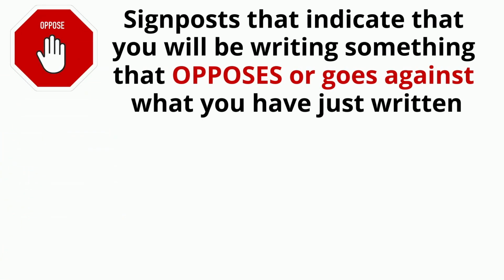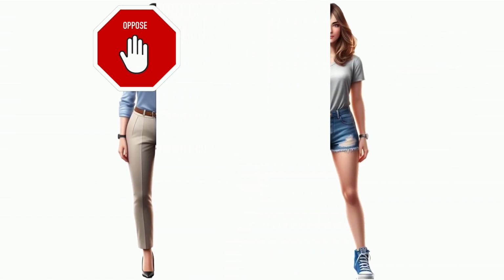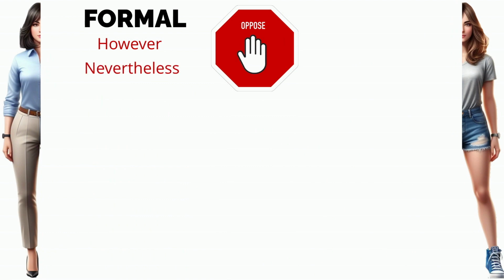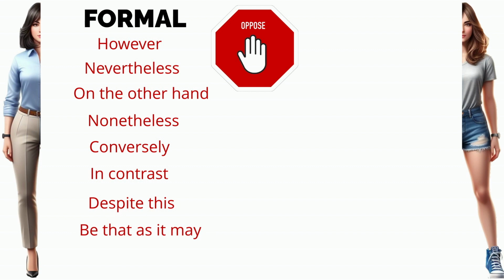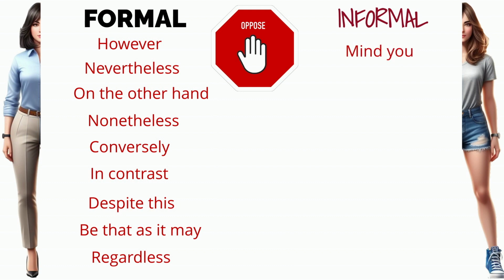Opposition sentence connectors are signposts that indicate to the reader that you'll be writing something that opposes or goes against what you've just written. In formal writing, you might use however, nevertheless, on the other hand, nonetheless, conversely, in contrast, despite this, be that as it may, regardless. In less formal writing, you might use mind you, yet, although, even so. Let's give a couple of these a go.